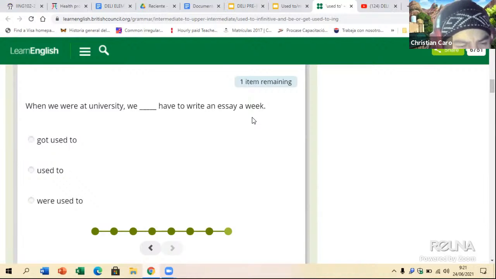It's like nosotros estábamos acostumbrados a tener que escribir un ensayo. Yeah. Clearly, there is redundancy in some options. Cacophony, absolutely. All right. So number 3, we were used to. Tomás, sí, 3. Estábamos acostumbrados a tener que escribir. All right. Number 3.